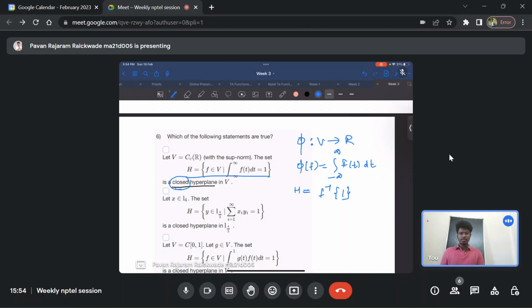There is a theorem also. Did sir mention this theorem in the lecture video, that a linear functional is continuous if and only if its null space is closed?